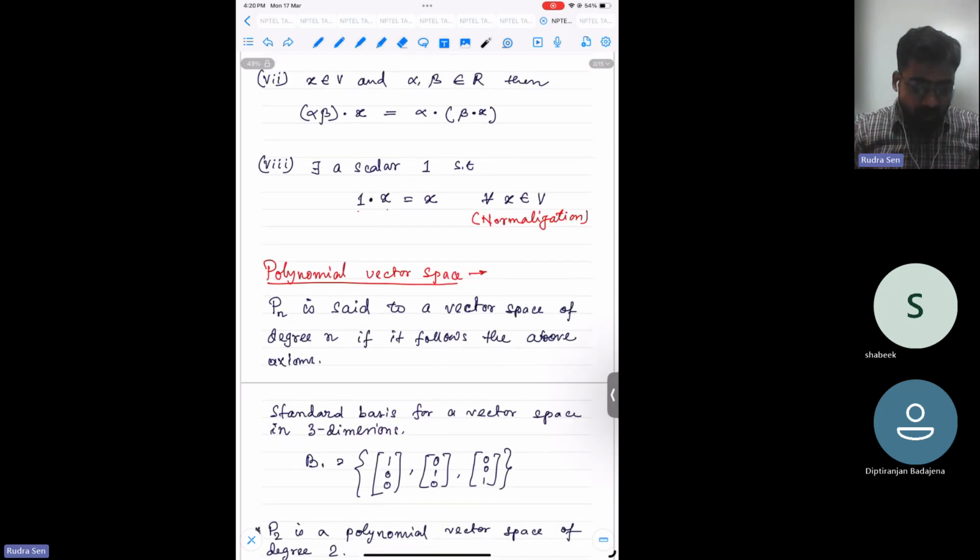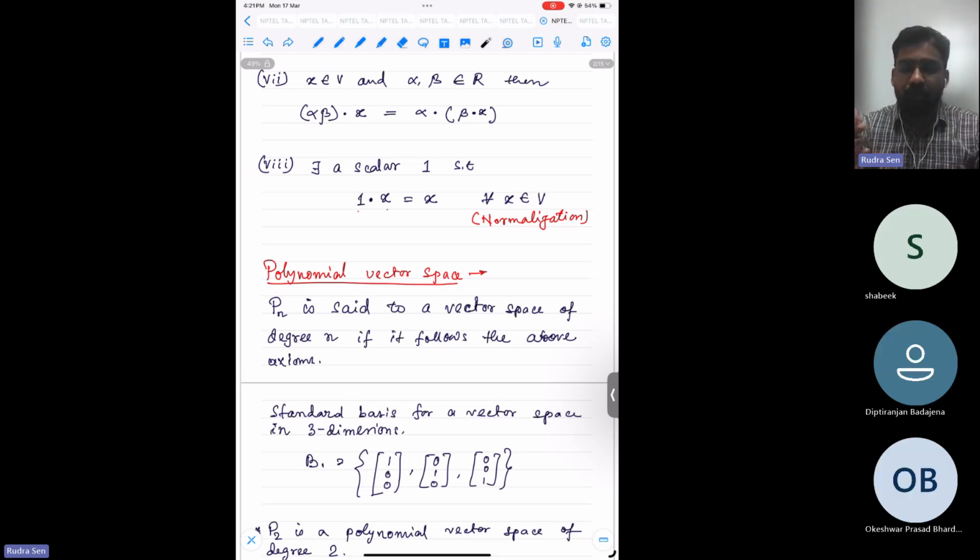So a polynomial vector space is basically a set of polynomials. If you add two polynomials, the resultant polynomial lies in that particular space. If you multiply a polynomial by a scalar, we definitely get a new polynomial which lies in the particular space.